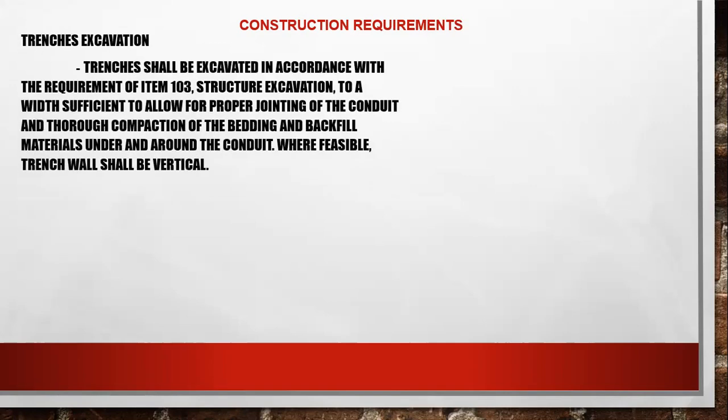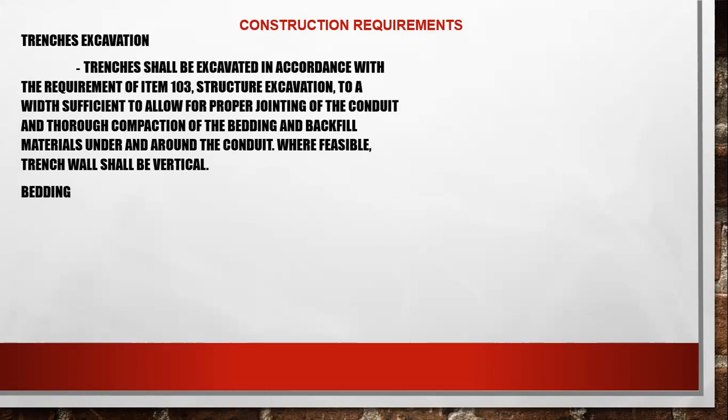So there are many types of construction requirements. First is the trench excavation. Trenches shall be excavated according to the requirement of Item 103, or the structure excavation, to a width sufficient to allow for proper jointing of the conduit and thorough compaction of the bedding and backfill materials under and around the conduit.